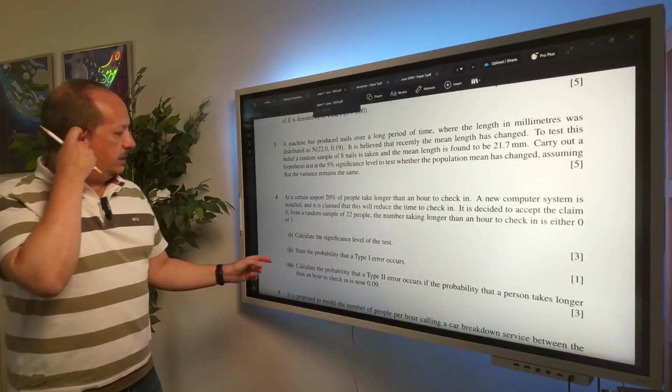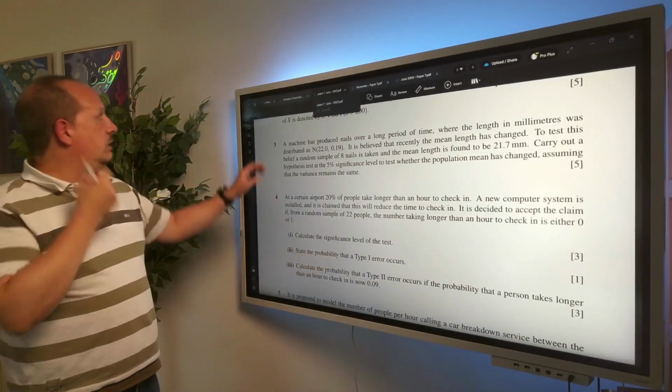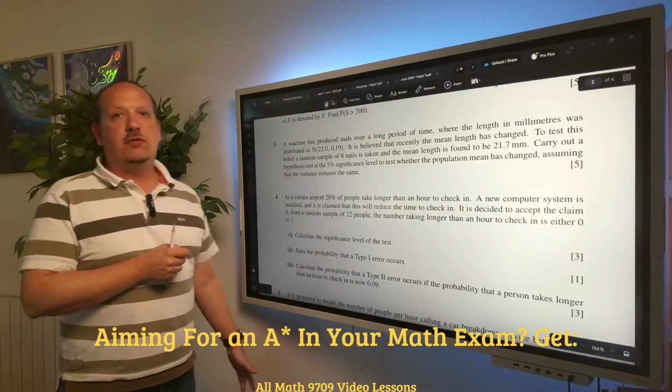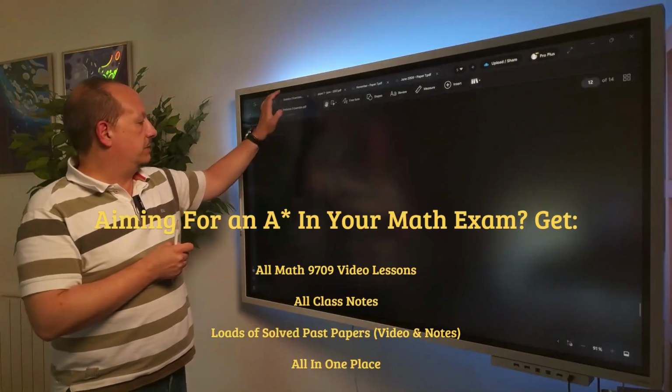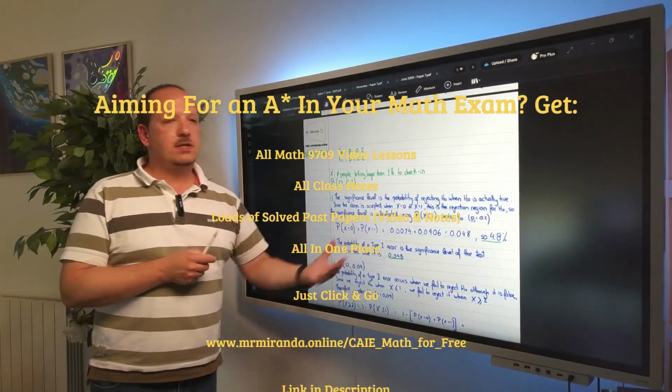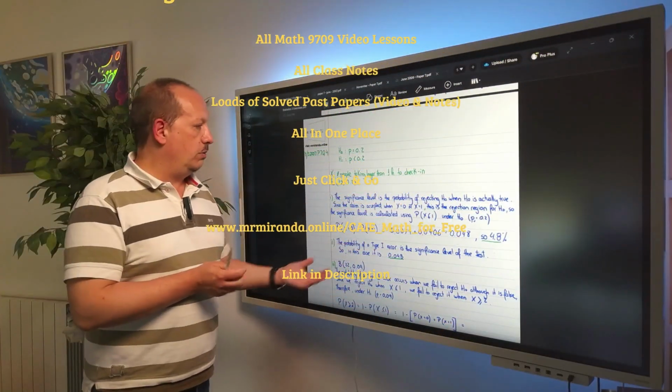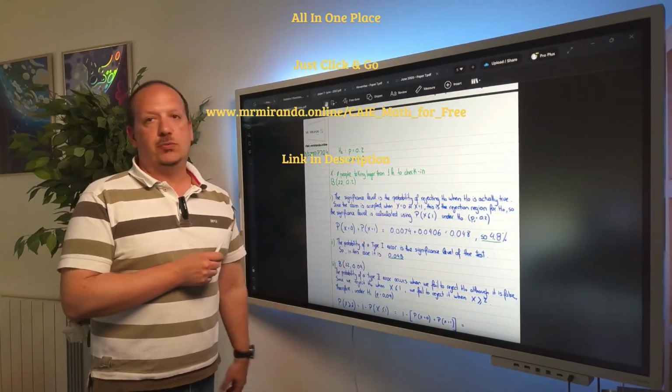Now, state the probability that a type 1 error occurs. What is the probability of a type 1 error? The probability of a type 1 error is the significance level of the test. That's all you need to know. So you already calculated that. It's 0.048.